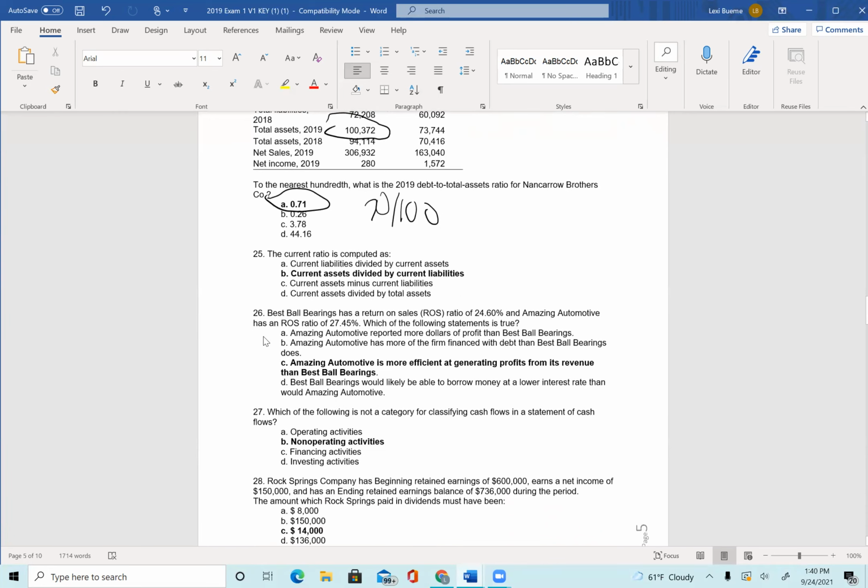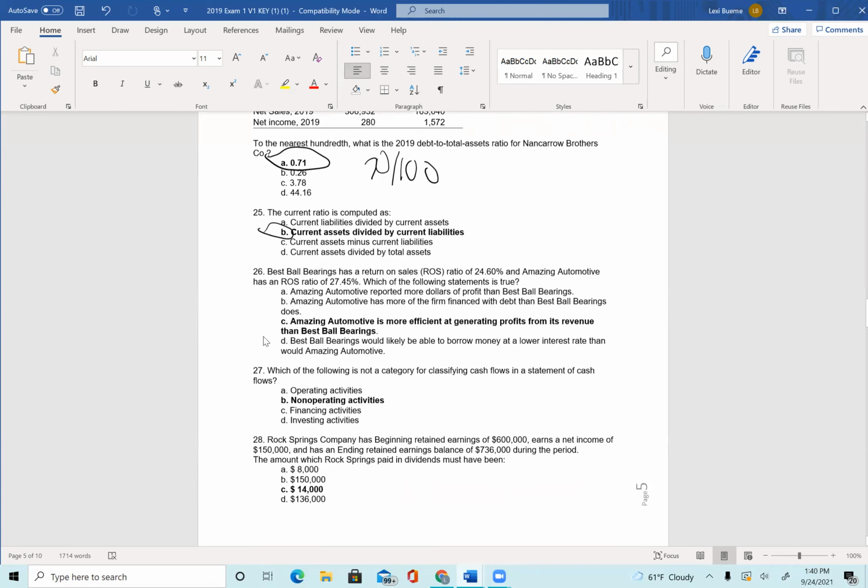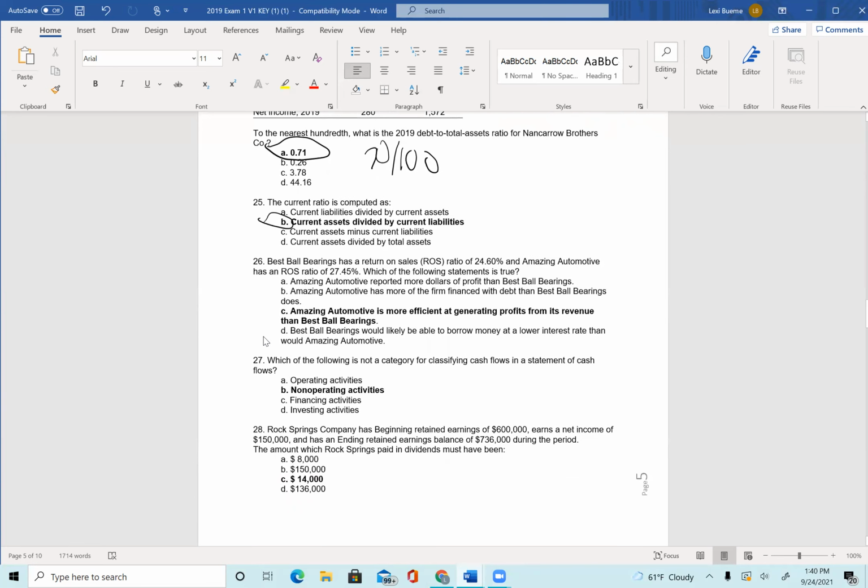The current ratio, this is just a definition: current assets divided by current liabilities. Best Ball Bearings has a return on sales of 24.60, and Amazing Automotive has 27.45. Which of the following is true? Amazing Automotive is more efficient at generating profits from its revenue because they have a higher return on sales.